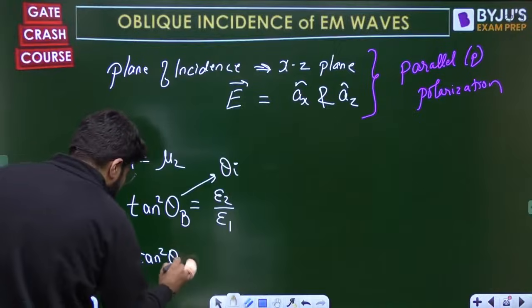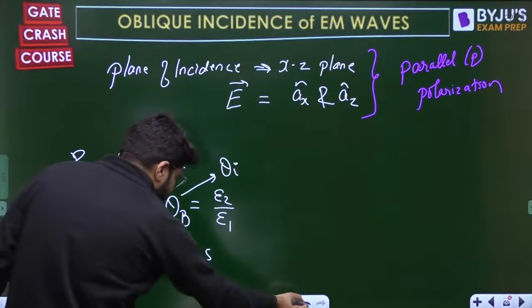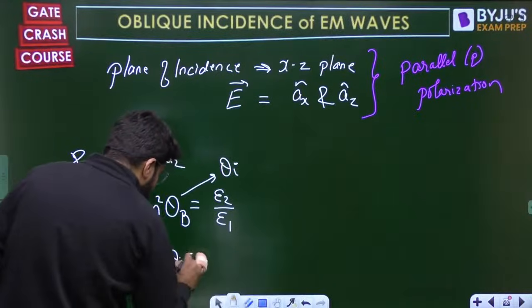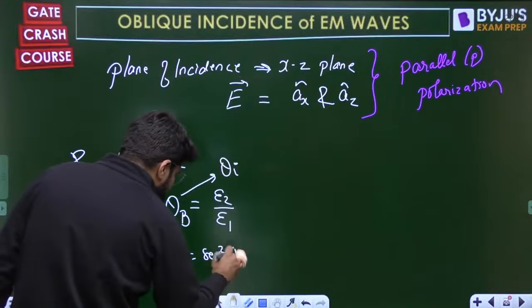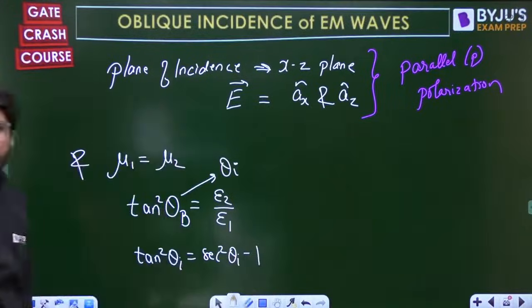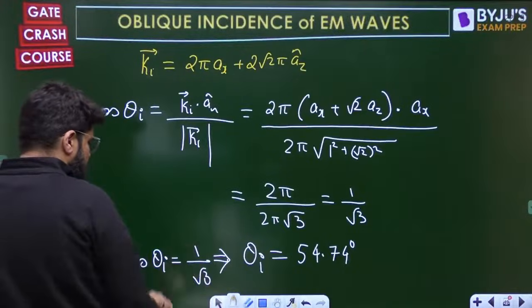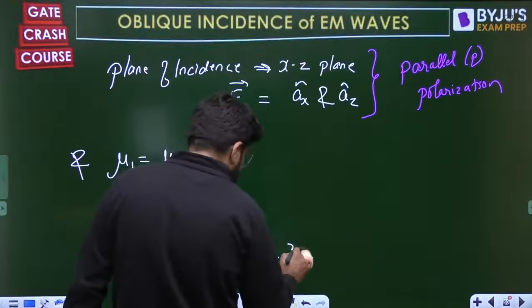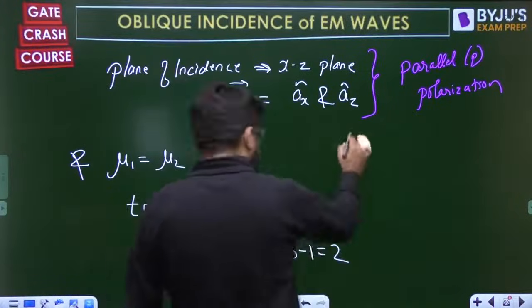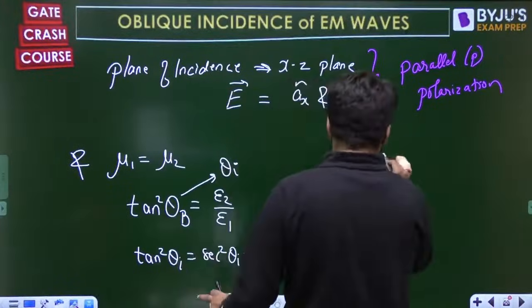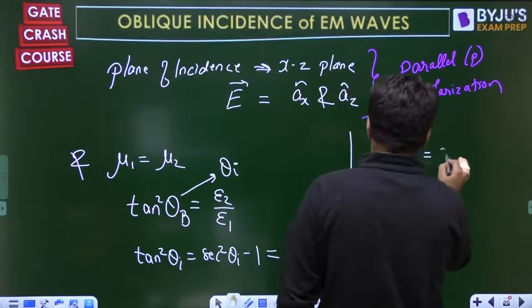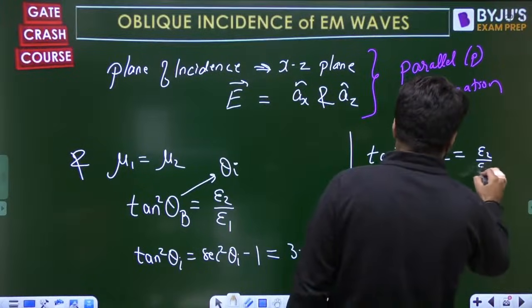So we have tan square theta B or tan square theta I, which is sec square theta I minus 1, because sec square theta is 1 plus tan square theta. And sec square theta is the reciprocal of cos square, and that is 3, so 3 minus 1. So this is 2. So we have tan square theta is 2, and that should be epsilon 2 by epsilon 1.